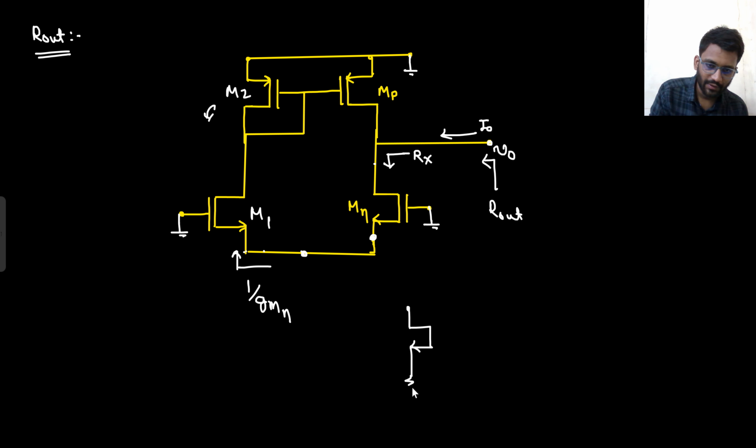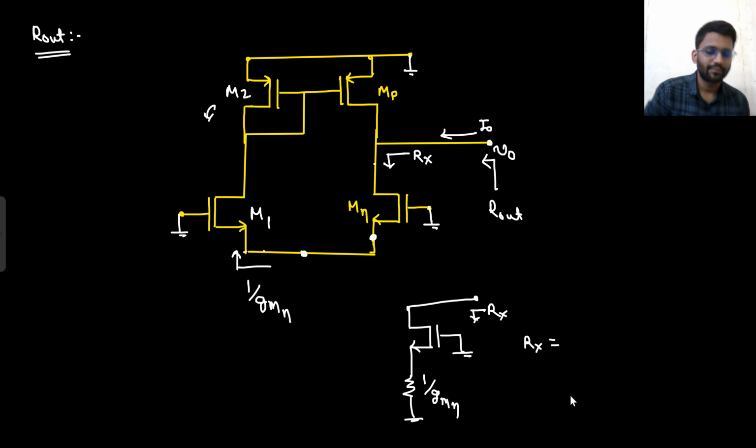Here this resistance is 1 by GMN, and the gate is grounded. And from here you are looking for Rx. So what will be your Rx? For this one you are having R naught N as well. Remember it, you are having R naught N as well.